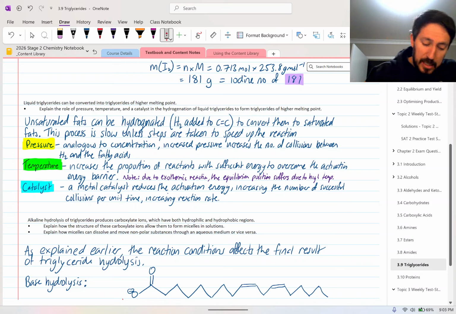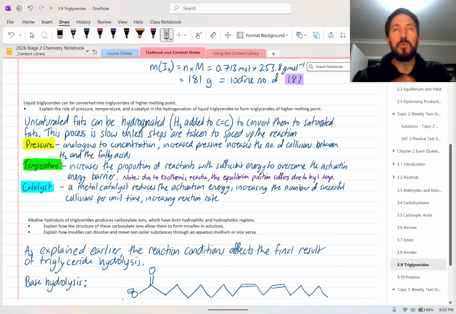Now, the last one is use of a catalyst. So using a catalyst, they often will use a metal such as nickel, but this reduces the activation energy. Same stuff we've learned before, it increases the number of successful collisions because they don't need as much energy anymore.